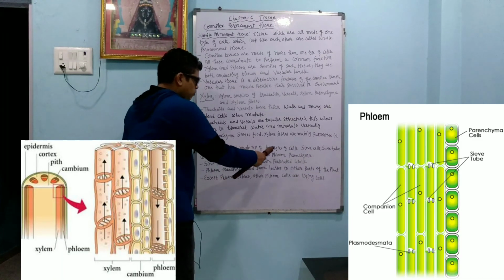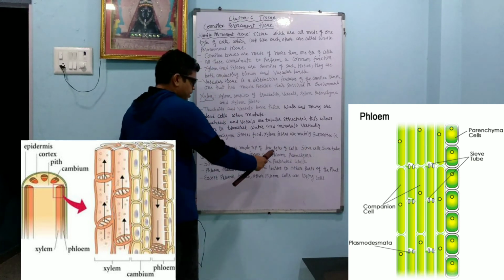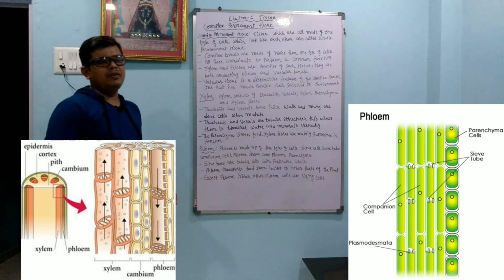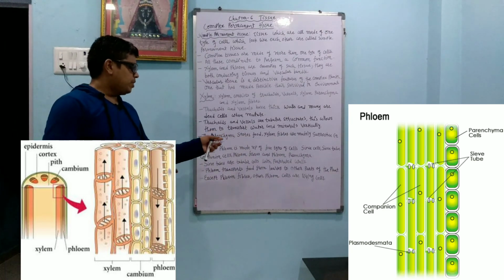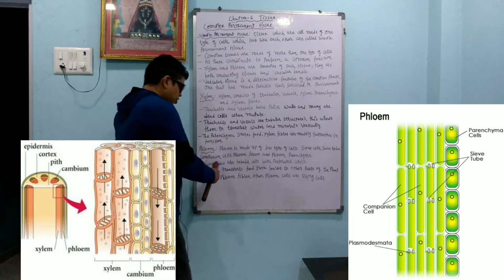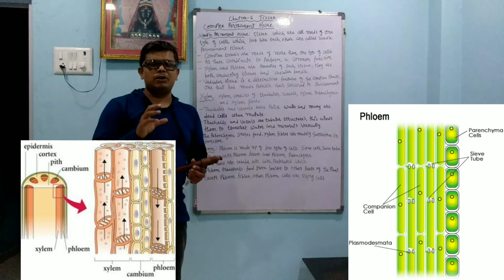Phloem is made up of 5 types of cells: sieve cells, sieve tubes, companion cells, phloem fibers and phloem parenchyma. So you have to remember sieve tubes, sieve cells, companion cells, phloem fibers and phloem parenchyma. Sieve tubes are tubular cells with perforated walls.